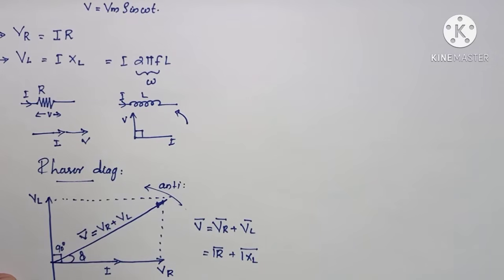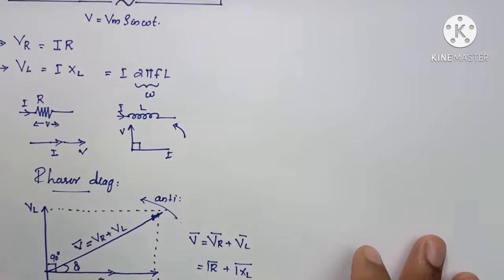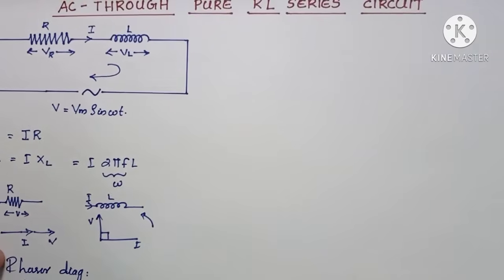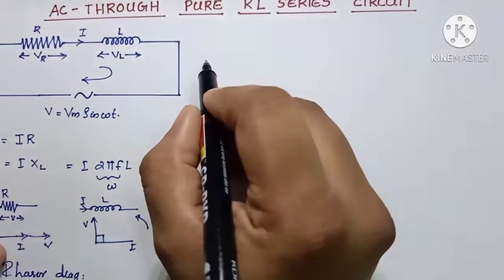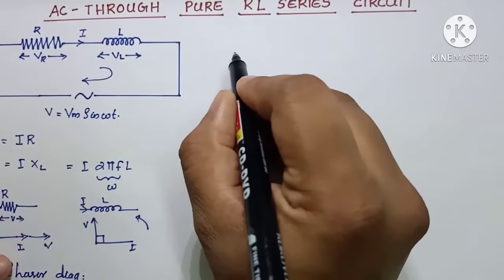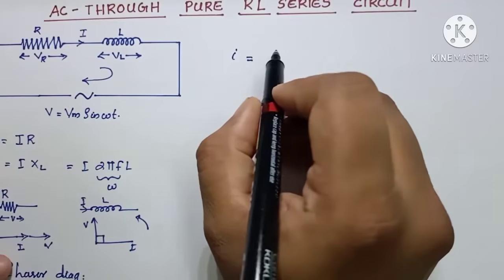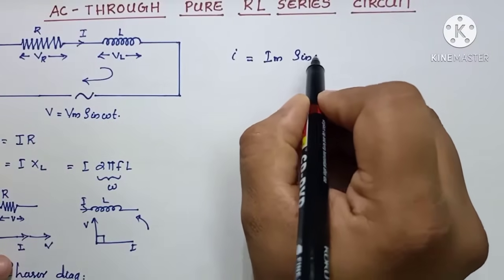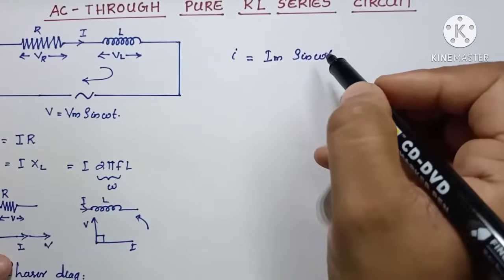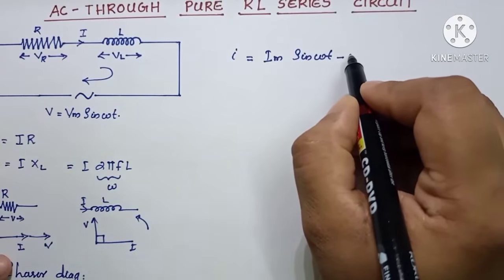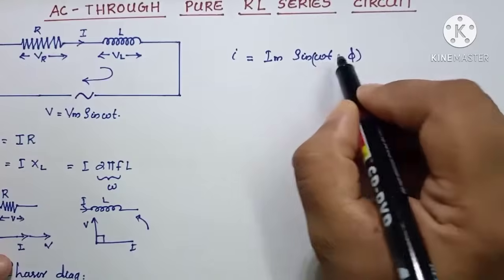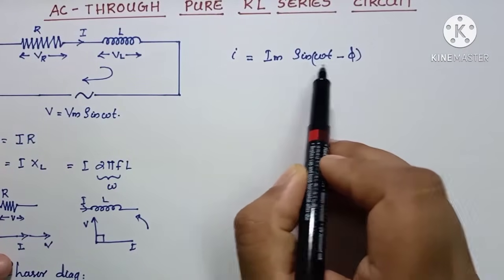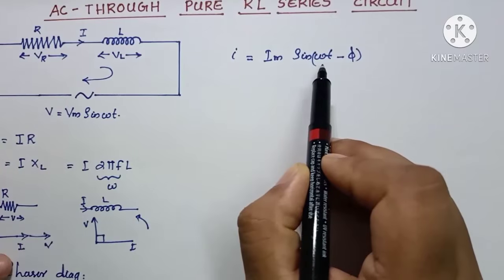Based on this we can write the instantaneous value of current in this case, and this instantaneous value of current, small letter i, can be what? Im sine omega t minus phi or theta. Phi or theta, what will be this? Omega t minus phi, this will be the phase angle.